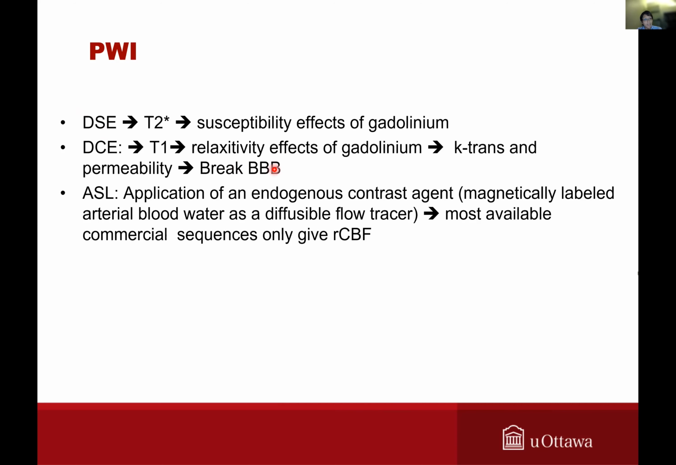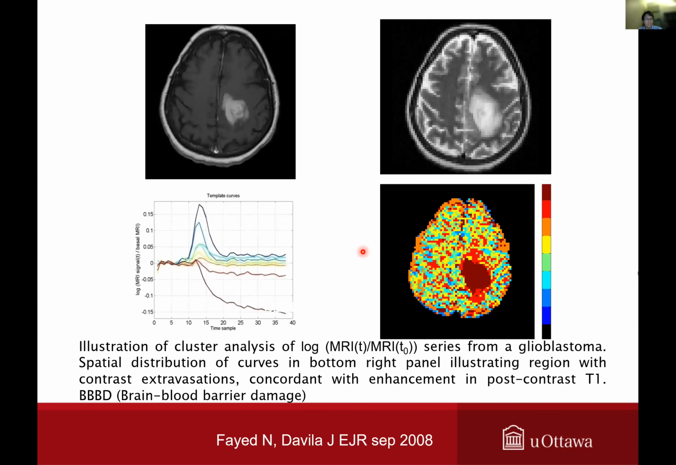And the other type of sequence that does not use contrast, or uses the endogenous contrast agent, is ASL, and most of the available commercial sequences just give the information about relative cerebral blood flow instead of the cerebral blood volume, which is the one that we need to assess for the degree of perfusion of tumors that we are going to see later.